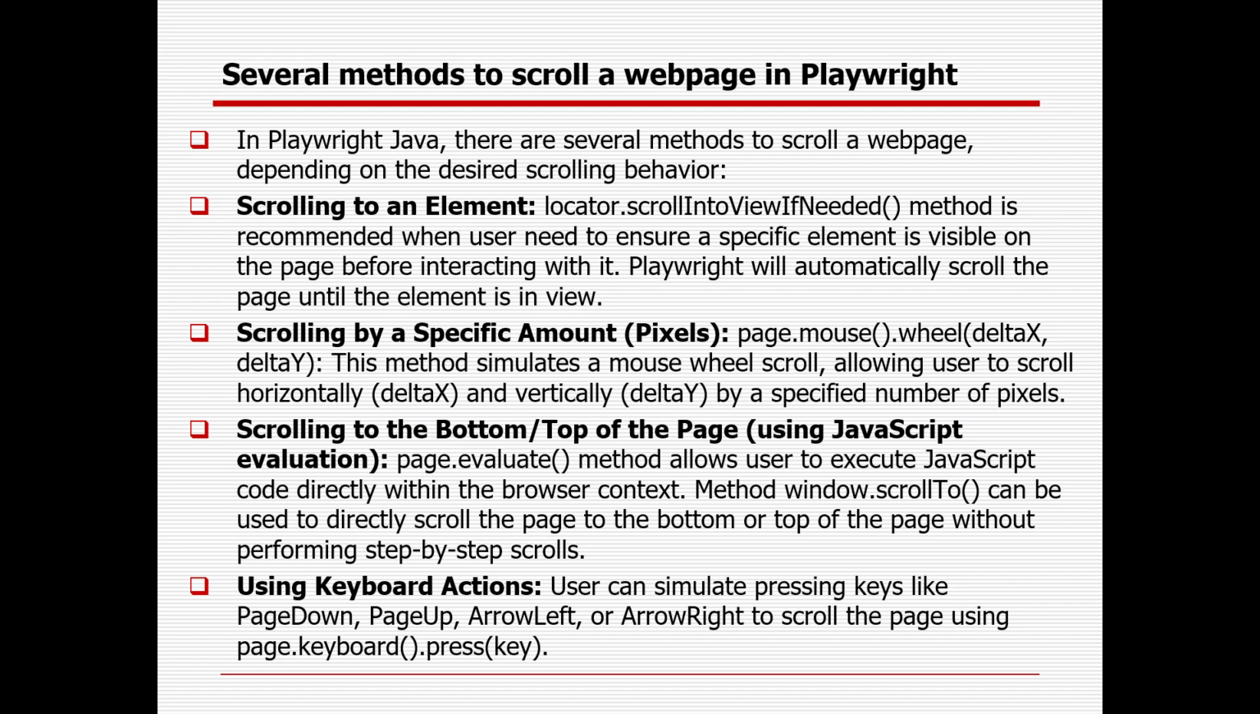For scrolling to an element, the locator.scrollIntoViewIfNeeded method is recommended when the user needs to ensure a specific element is visible on the page before interacting with it. Playwright will automatically scroll the page until the element is in view. Once the element is visible, you can perform the actions based on the element type.